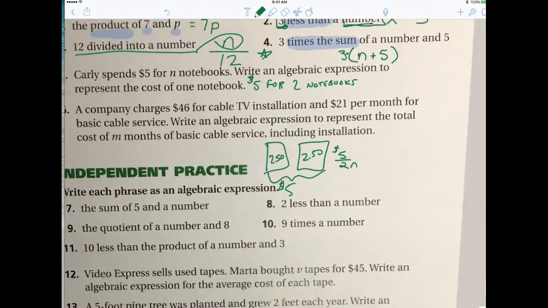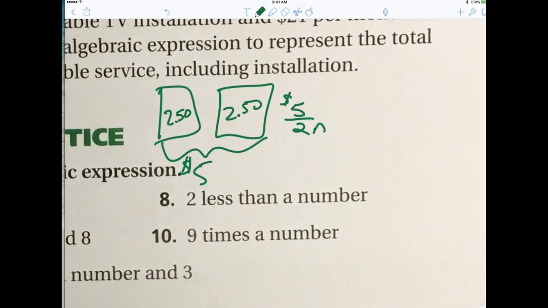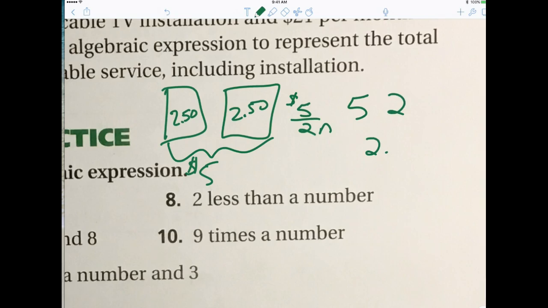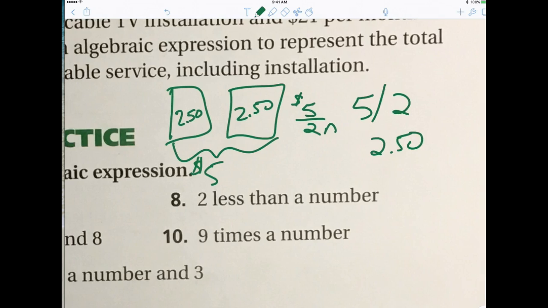Look, guys, I ask you a question. If you bought 2 notebooks, how did I figure out how much money it was per notebook? What did I do? You gave me the answer. You have the number 5 and 2, and how did you get 2.50? You did 5 and divided it by 2. You with me? Now, let's say there were 4 notebooks. How much would it cost now?